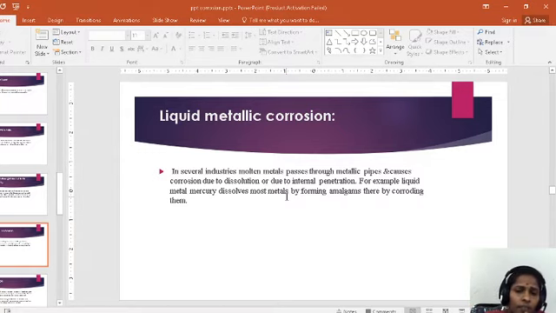So these are the three types of chemical corrosion. One is oxidation corrosion, corrosion by other gases, and liquid metallic corrosion. This is the dry theory of corrosion.